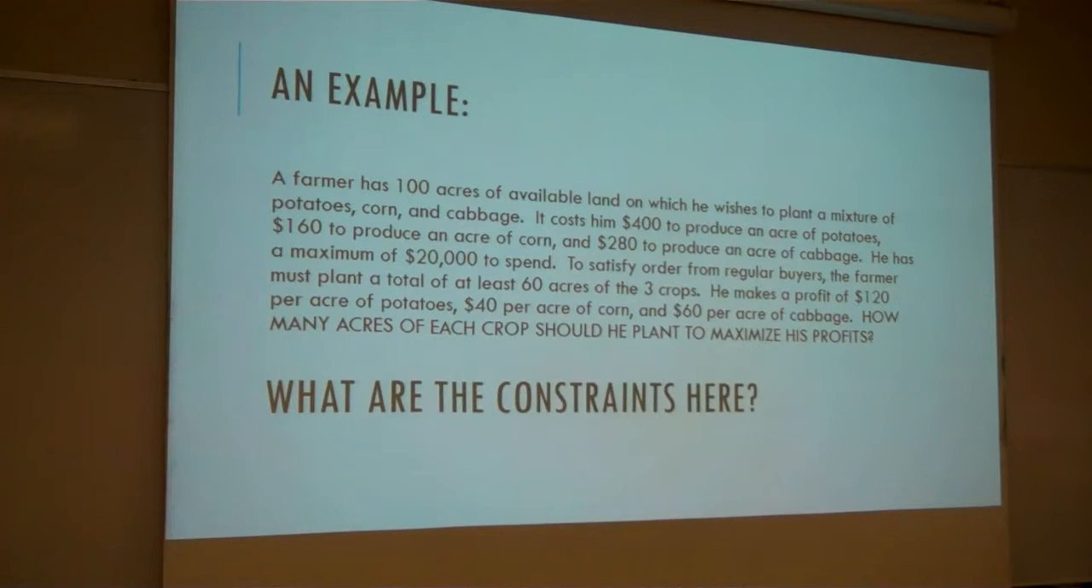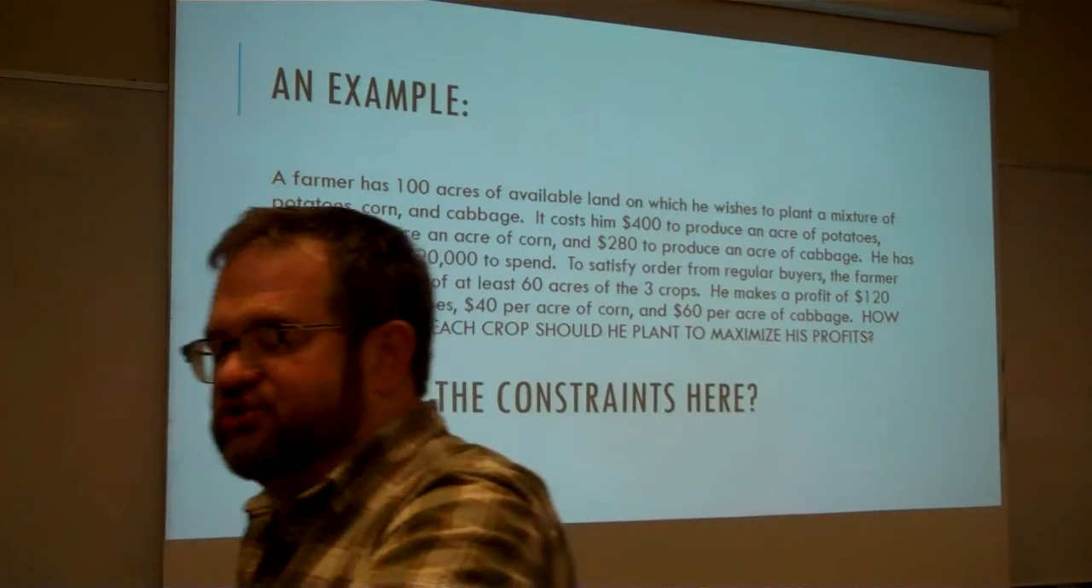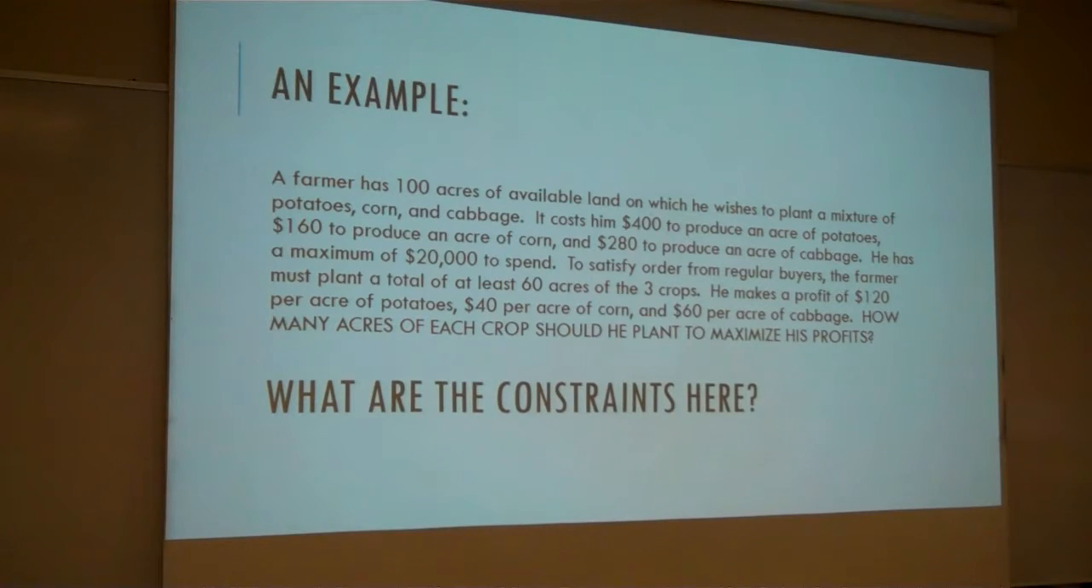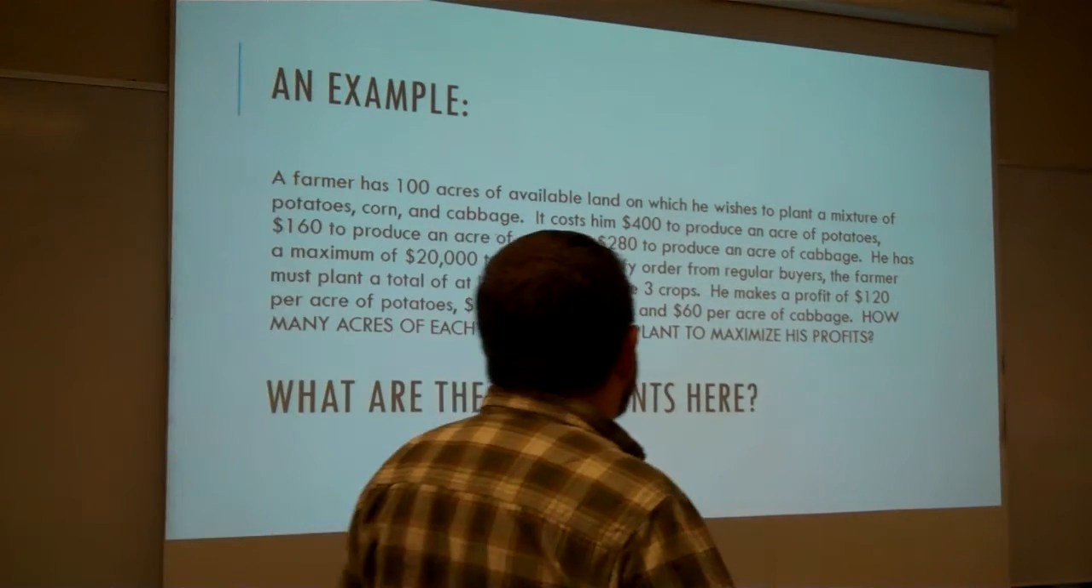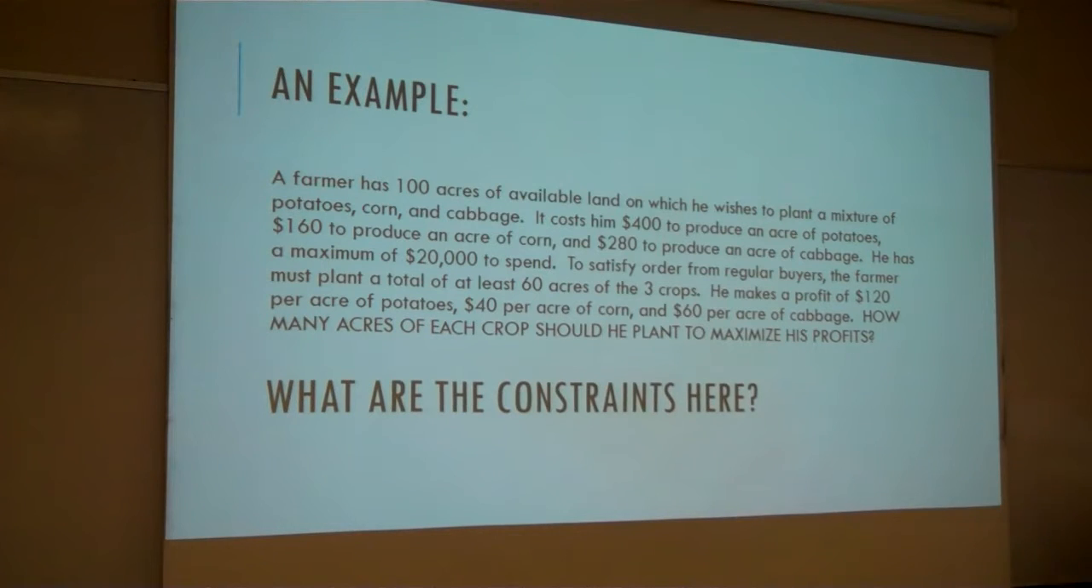I think those are the only. One more constraint. I said at least 60. Yep, and X1 plus X2 plus X3 has to be at least 60. Because he has to satisfy his contracts or whatever, he has to have at least 60 acres.